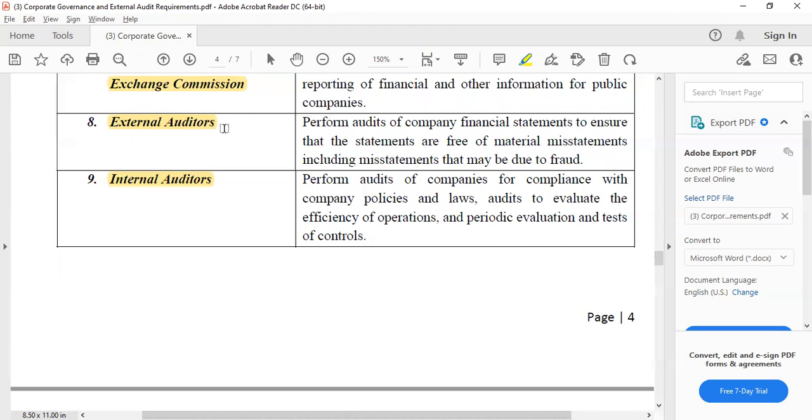So for the external auditors, they are more focused on the audit of the financial statements only. However, for internal auditors, mas broad yung ilang scope such that they will also be able to audit the operations. They are not confined to the financial statements. They can audit any aspect of the corporation.